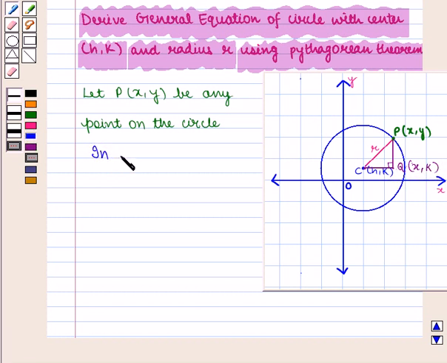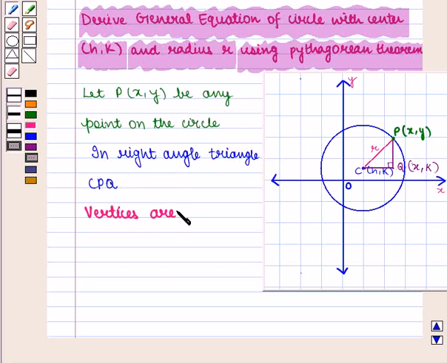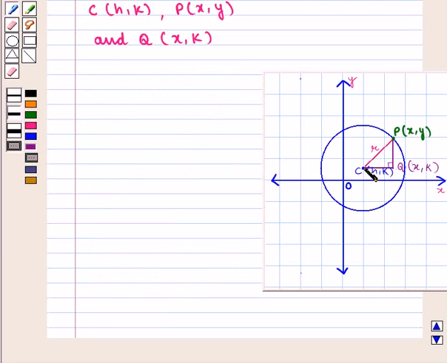Now, in right angle triangle CPQ, the vertices are C with coordinates (h, k), P with coordinates (x, y) and Q with coordinates (x, k). Now let us find the length of the sides. Here we know that CP is the radius of this circle. So the length of side CP will be equal to r, that is the radius of the circle.